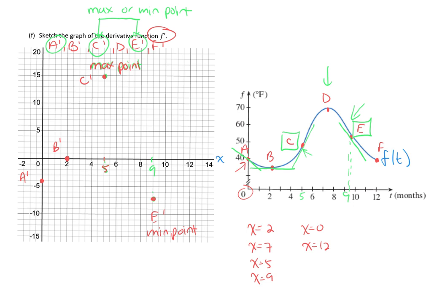Let me go back now and focus on point D. You can see that the tangent line that touches the graph at that point is horizontal. Point D is at x equals 7. So let's go to the derivative now at x equals 7.